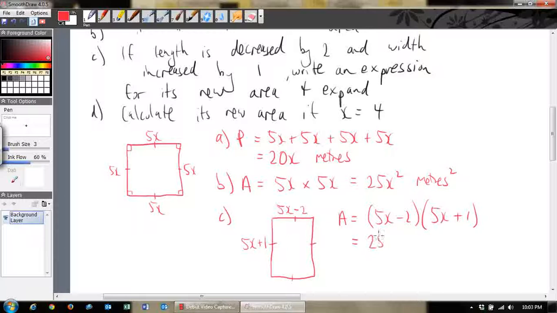5x times 5x is 25x squared. 5x times positive 1 is positive 5x. Negative 2 times 5x is negative 10x. And negative 2 times positive 1 is negative 2. Let's simplify that. Always simplify. You don't need to be asked to simplify it. It should be just something you do. Positive 5x minus 10x is minus 5x, so we get 25x squared minus 5x minus 2. So that's your answer. Have I answered it though? I haven't written down my units of measurement, so that should be meters squared. That's my answer. Always answer the question, always put units down.